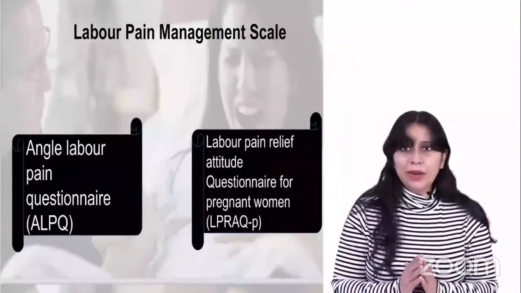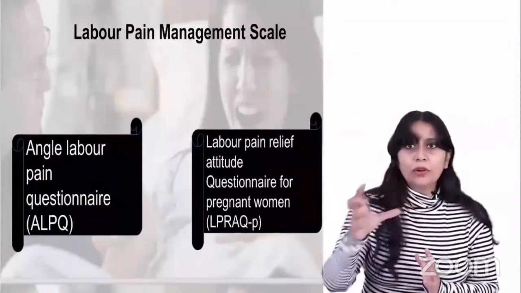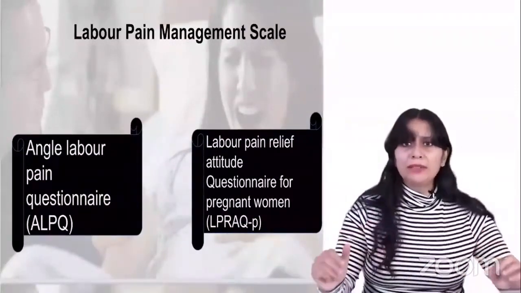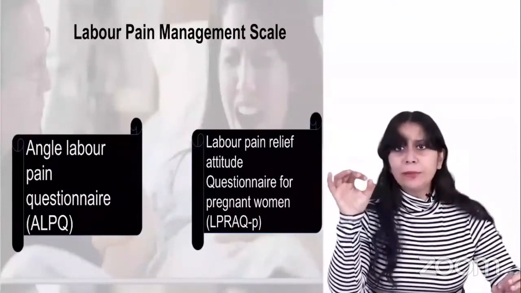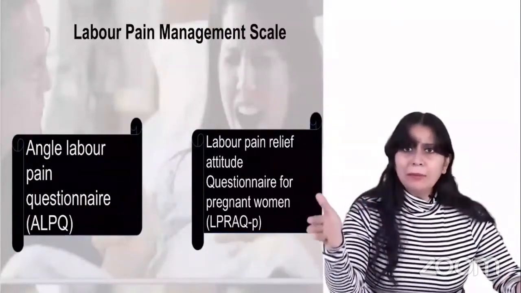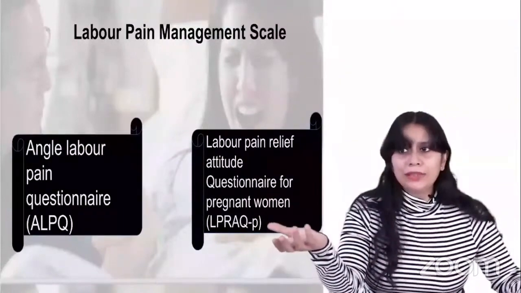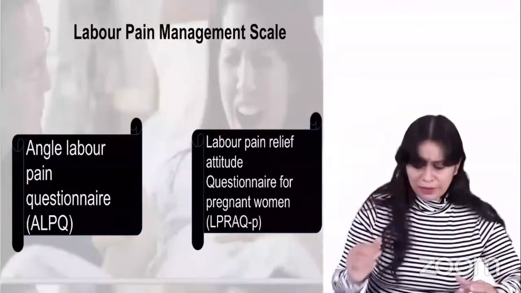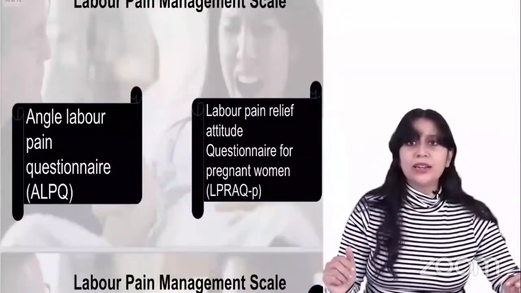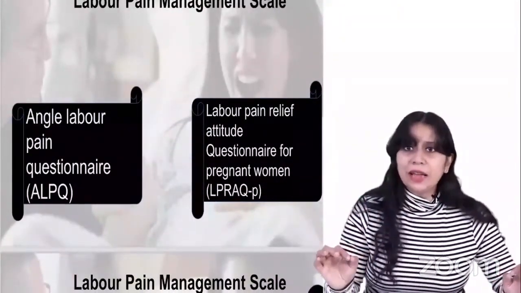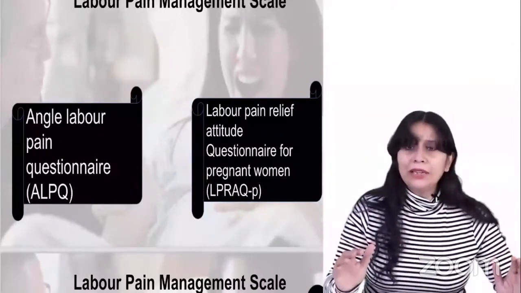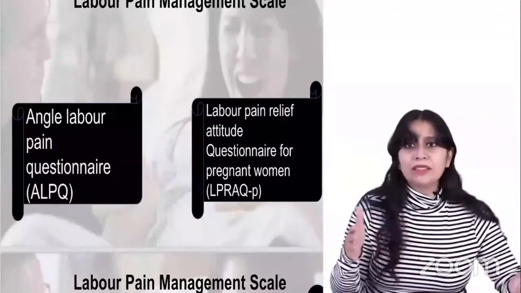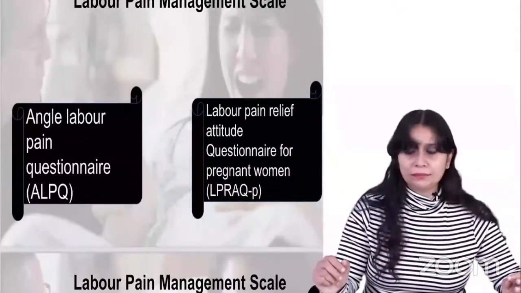Then another important thing I want to add before telling the conduct of labor analgesia: routinely we are using the normal pain scale for monitoring labor pain. But labor pain is different from other post-op pain and other pains. So for labor pain, we need a special scale. One special scale, the ANGEL labor pain questionnaire scale, is exclusively designed for measuring pain during labor. It has also been validated as a pain measurement scale post-epidural analgesia.